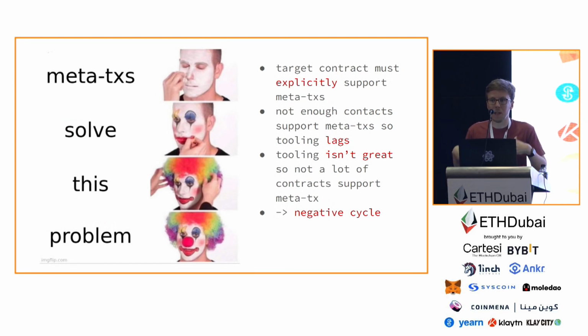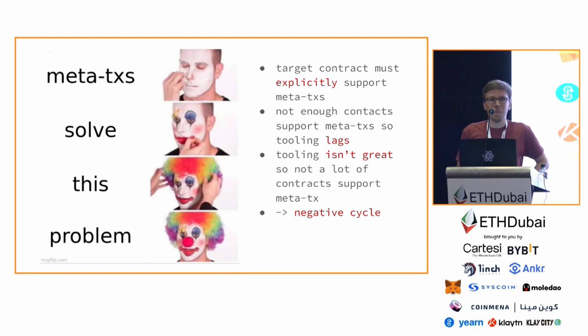I'm a big fan of the idea of meta-transactions, but the problem is that every contract has to explicitly add support for them, and a lot of contracts don't, and so there's not a lot of interest in building up good tooling for it because most contracts don't support it, and because there's not good tooling, most contract developers don't bother integrating with it. So it's basically like this vicious cycle where it was a really nice attempt, I think, at solving this problem, but it basically got stuck and didn't really go anywhere.